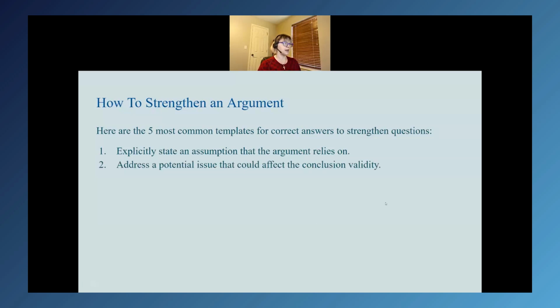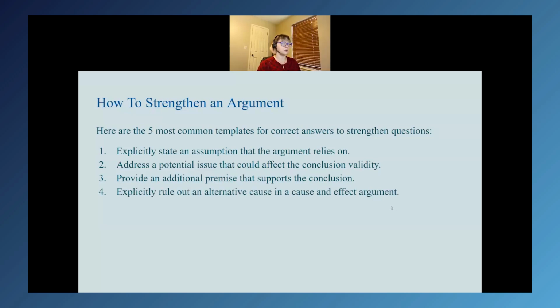Address a potential issue that could affect the conclusion's validity. So, ruling out some malicious variable that the author failed to consider. Provide an additional premise that supports the conclusion. This one is very popular on shorter arguments that are just like, here's a background sentence, here's a conclusion, and the author doesn't really do much to support their conclusion. I call them jump conclusions. So whenever you read a really short argument, it is worth it to be on the lookout for some actual support.